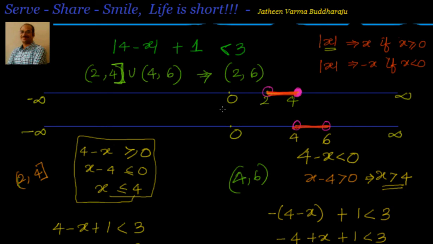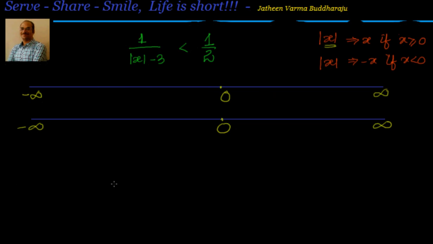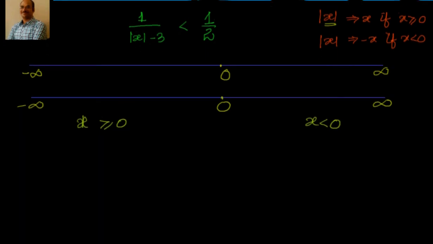Let us do one more. Let us look at this interesting problem. We have 1 by mod of x minus 3 less than 1 by 2. So we just have mod of x. We know that it returns x if x is greater than or equal to 0, returns minus of x if x is less than 0. So we have two scenarios now. First scenario is x is greater than or equal to 0, and the second scenario is x is less than 0. So let us try to solve this.